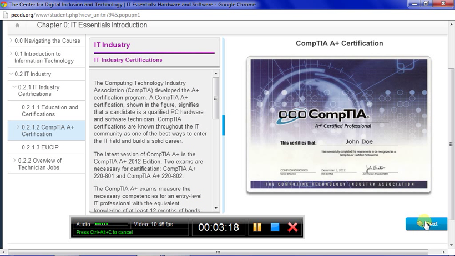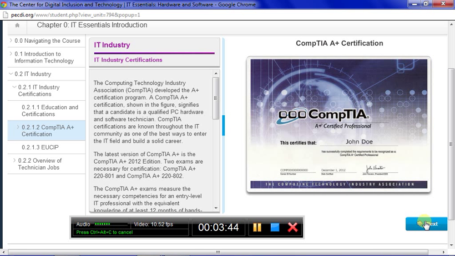So the main one here, and we keep mentioning the word CompTIA, and CompTIA stands for the Computing Technology Industry Association, so CompTIA. And they're the ones that developed the A Plus certification. And so when you complete this class, you're not going to be A Plus certified. You're going to need to take two exams that are offered by CompTIA.